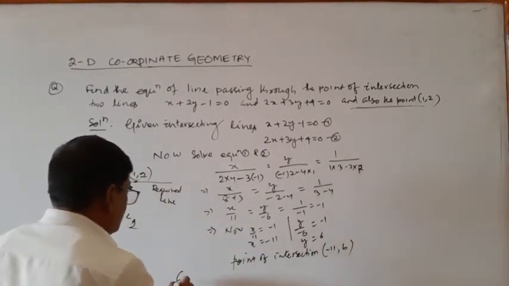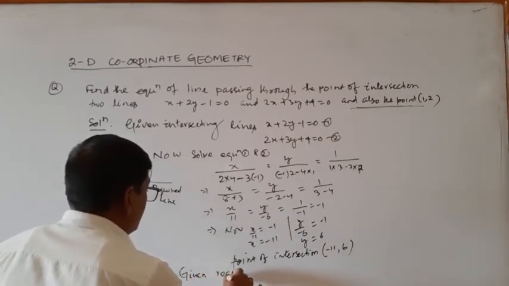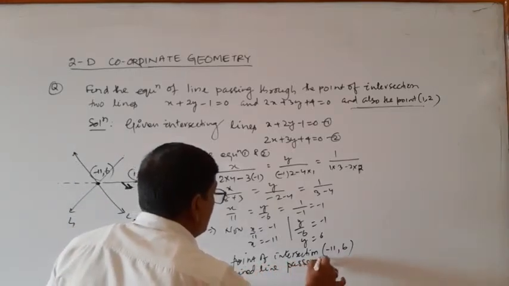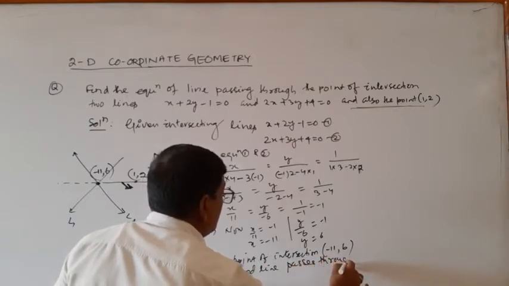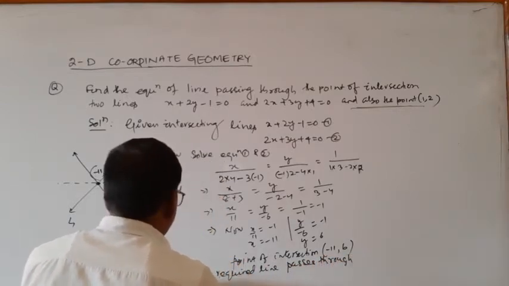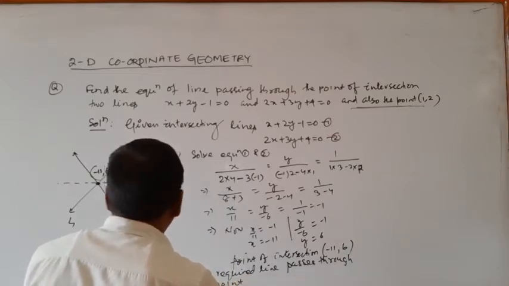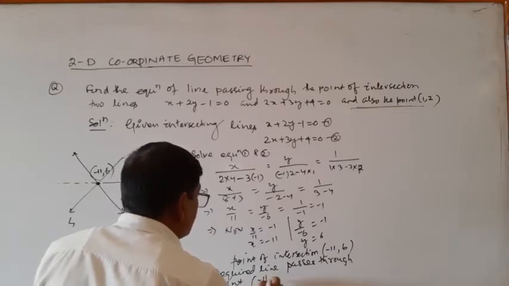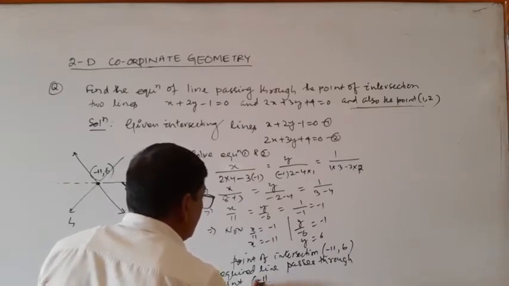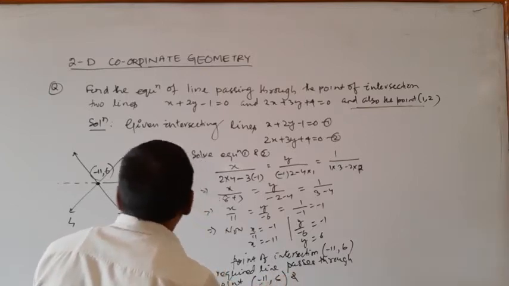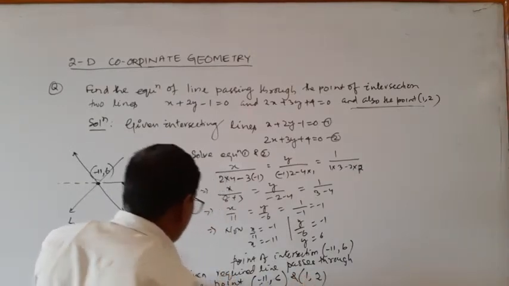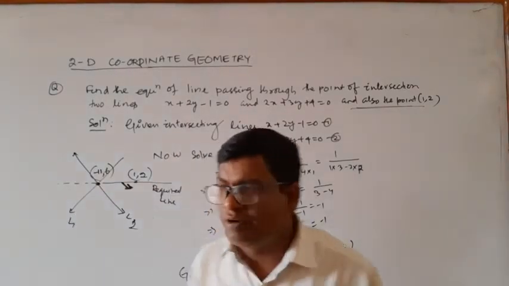So the required line passes through the points minus 11, 6, and another point, 1, 2. So the equation of the required line.